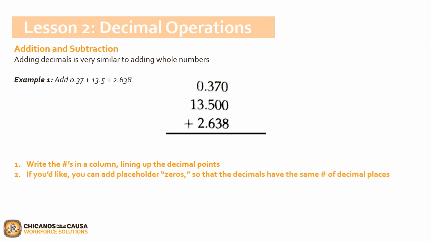If you'd like, you can also add placeholder zeros so that the decimals have the same number of decimal places. But that's really up to you. So at this point, we can go ahead and begin to add. We're going to start on the right and add each column.